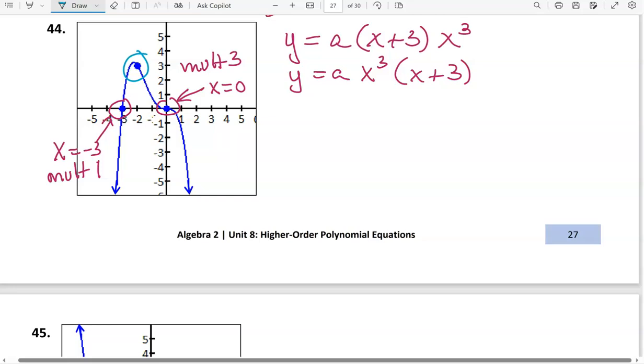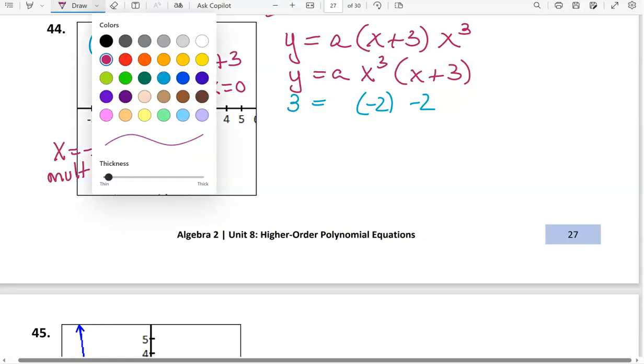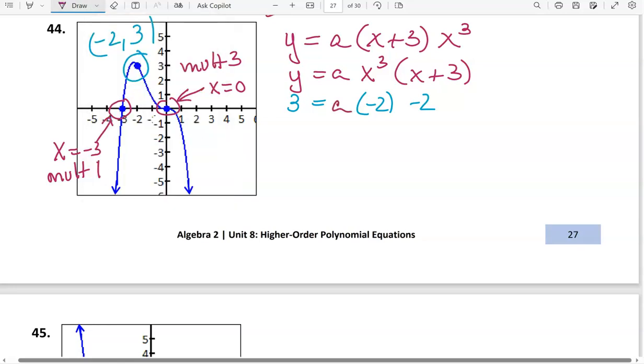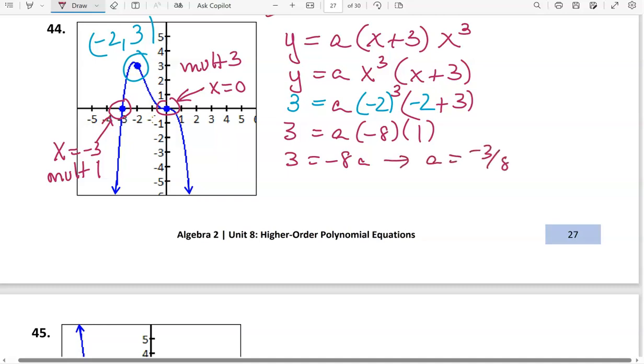Extra point has coordinates (negative 2, 3), so that means that y is 3 whenever x is negative 2. So we're going to get an equation: 3 is equal to a times negative 2 cubed times (negative 2 plus 3), or 3 is equal to a times negative 8 times 1. So 3 is equal to negative 8a, which means that a is negative 3/8, and the equation of the polynomial is y is equal to negative 3/8 times x cubed times (x plus 3).